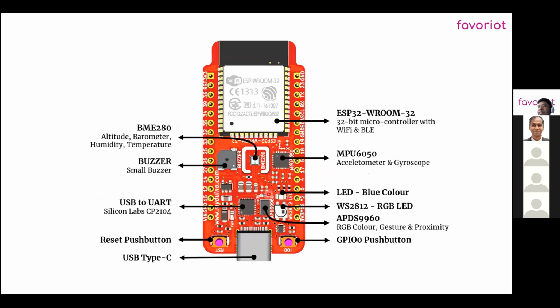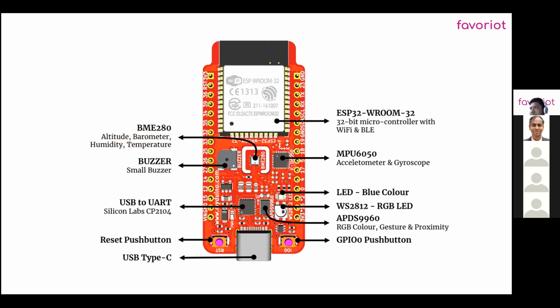Okay. This is what the Hibiscus Scan looks like. This is the ESP32 chip, the main controller, with Wi-Fi and also Bluetooth. And in the middle here is the BME280 chip. This chip consists of an altitude, barometer, humidity and temperature sensor.